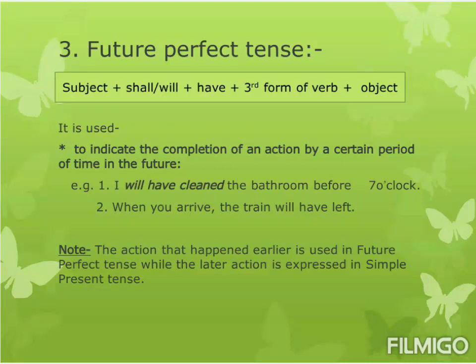Next example is, when you arrive, the train will have left. Here you can see that two actions are mentioned. You arrive, the train will have left. Here, the train will have left, the previous action, that will be finished by that point of time. And when you arrive, the other action will be in simple present.